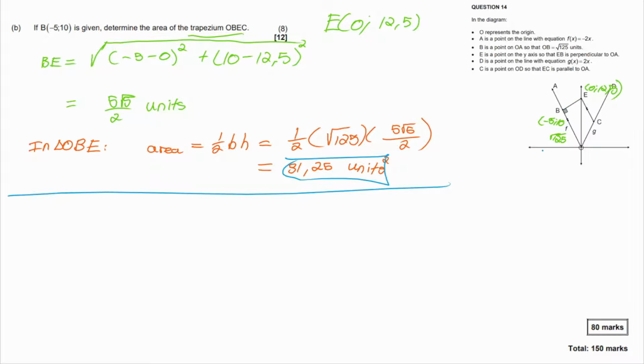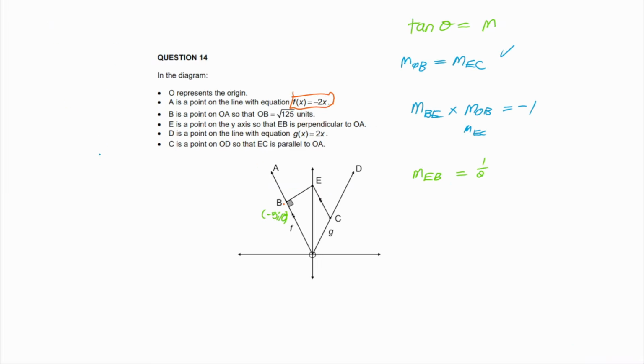So I need all the information here. Let me say that OE is equal to 12,5 units. So if we look over here, I know that this distance here is 12,5. All right, let's see if I can get this distance EC. To get that distance EC, what can I do?